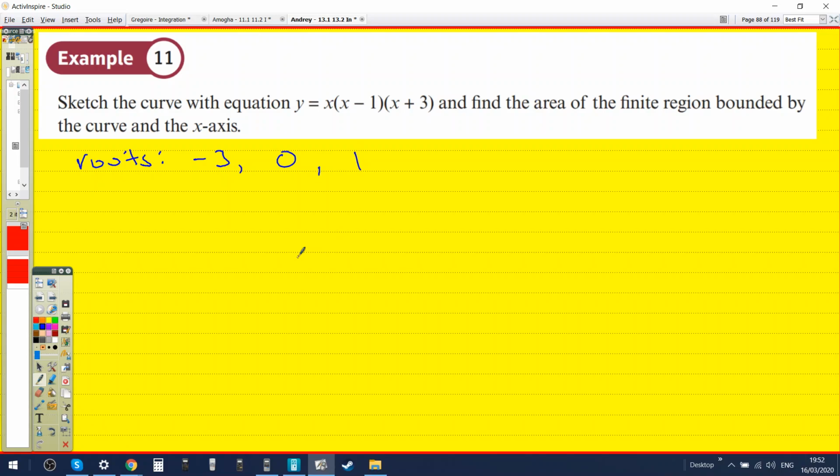So what would I do then? You tell me. So we have it, and it looks something like that. Yeah. And so they want the area. How do you do that?